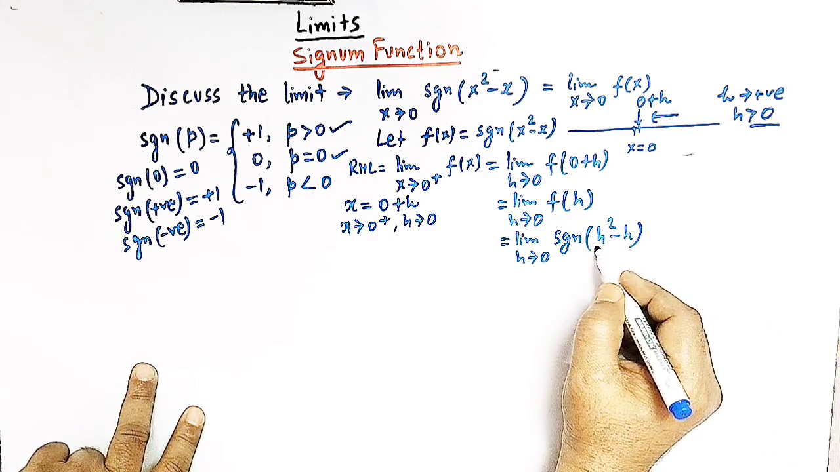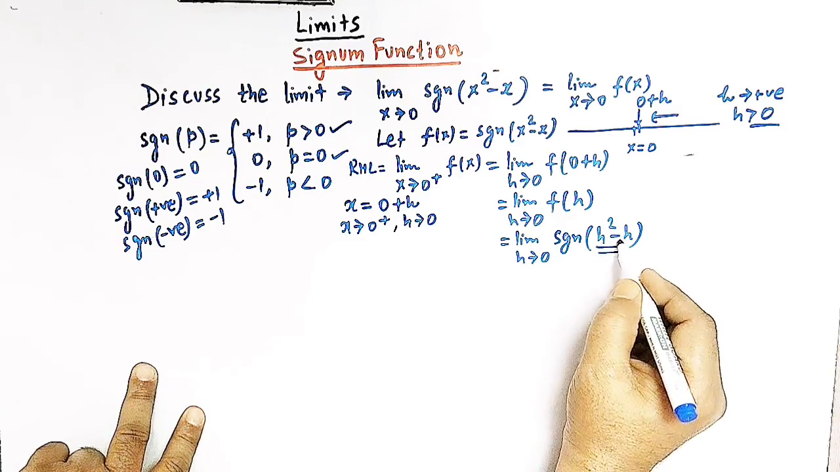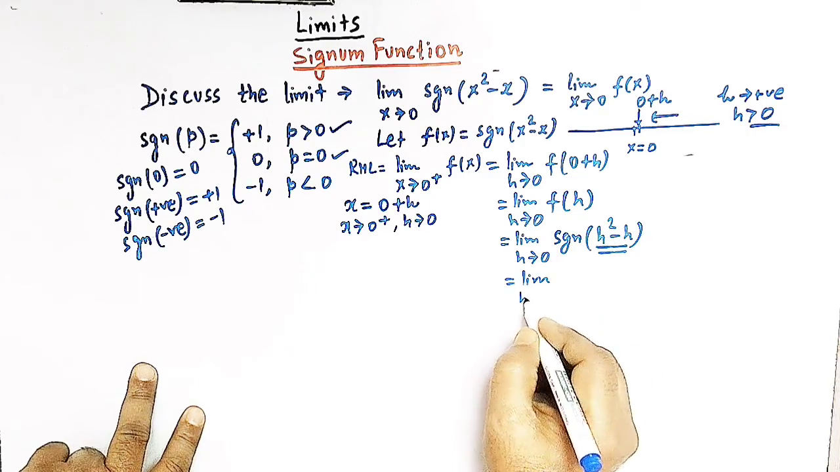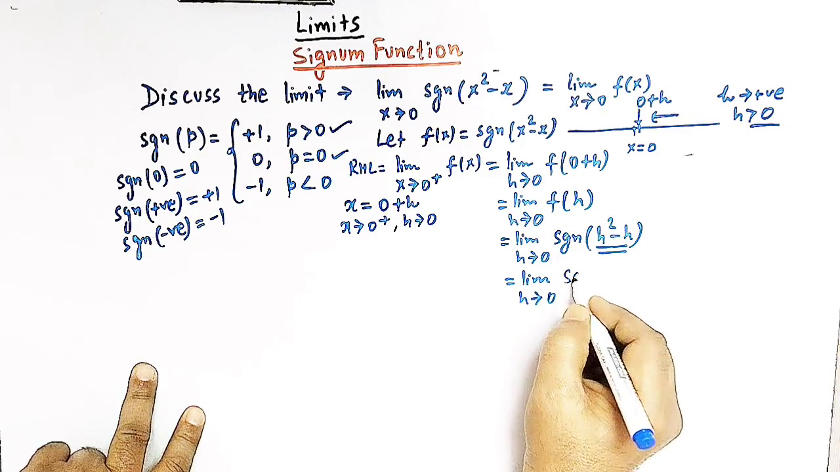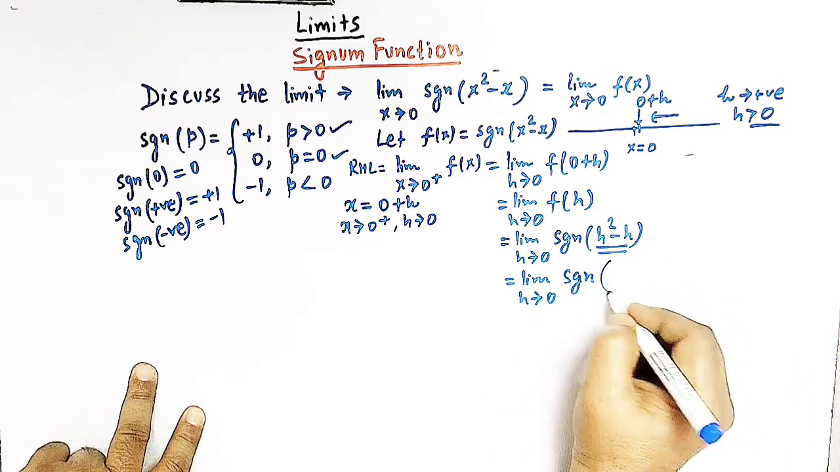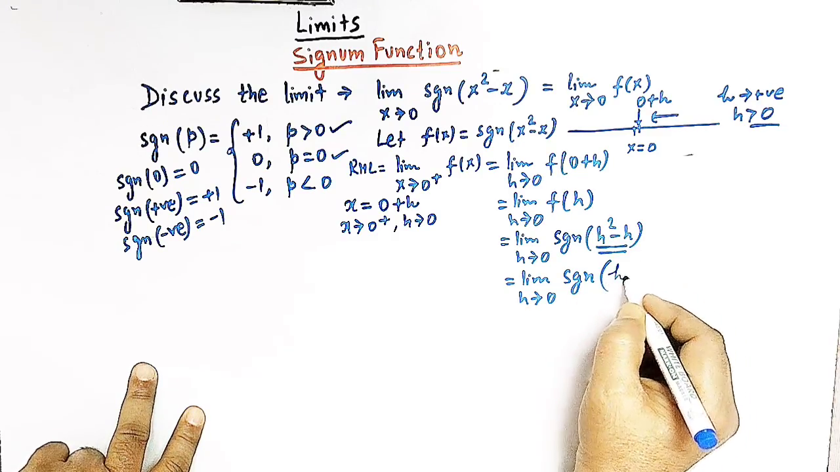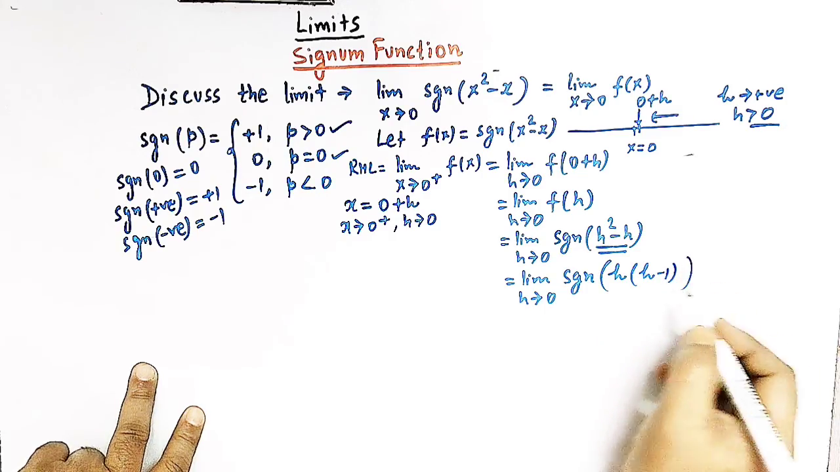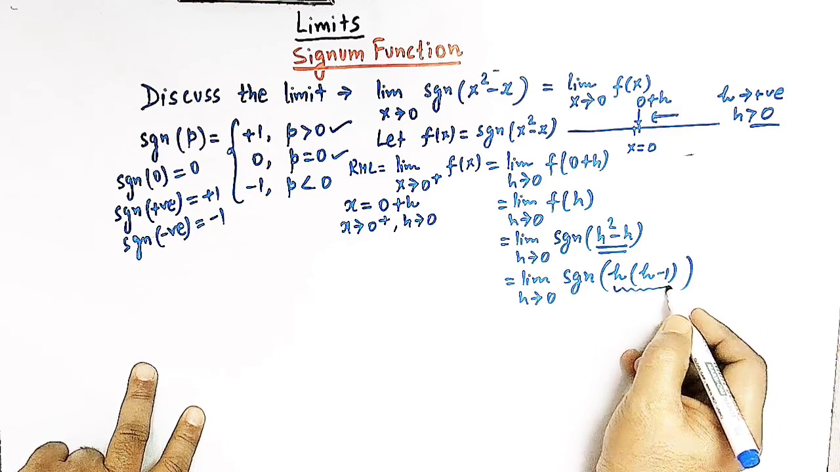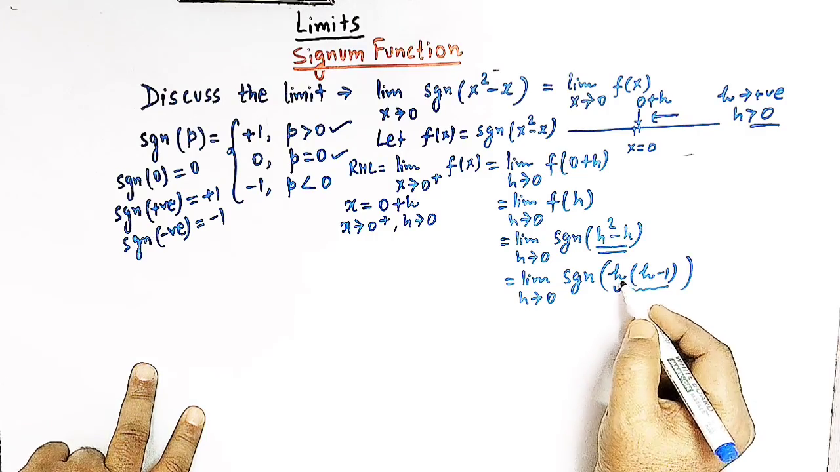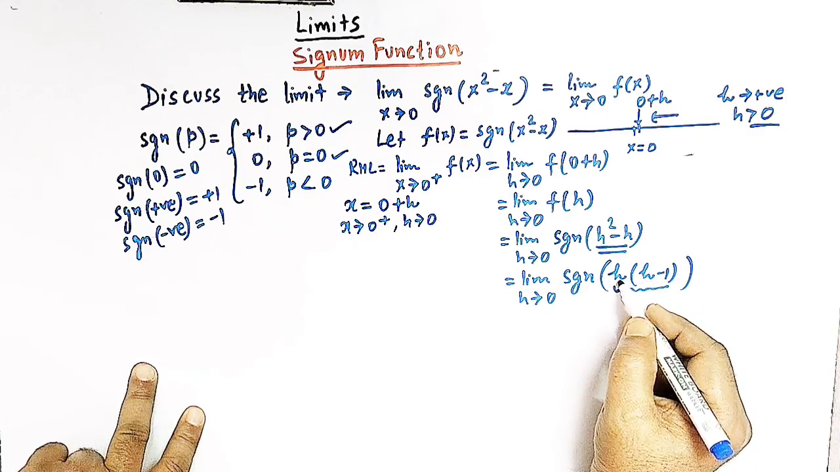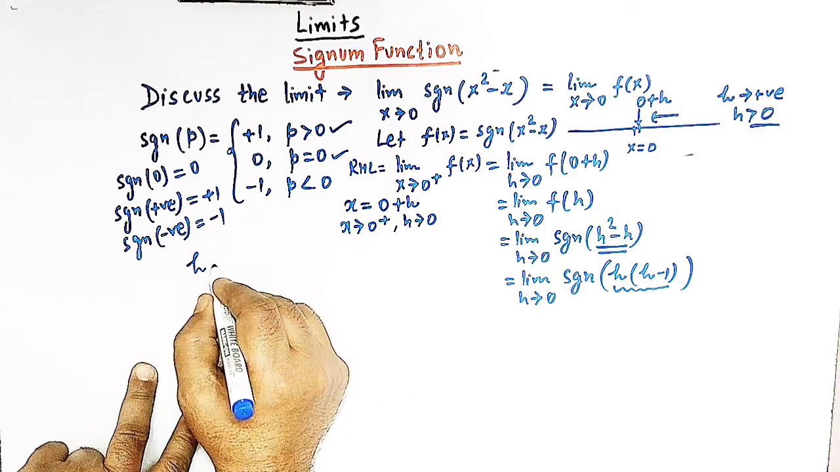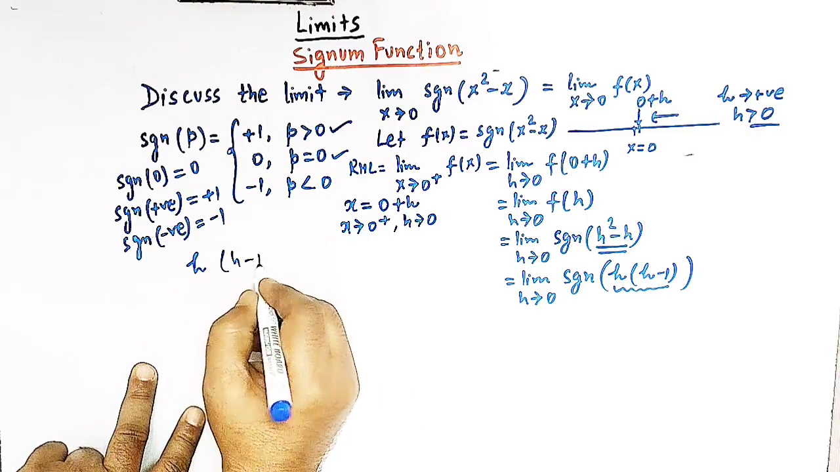So now let us consider this expression, that is h square minus h. So we can now write limit h tends to 0 of signum of, and here we can take h common. So we have h, then we have h minus 1. So now let us consider the sign of this expression, which is the product of h and h minus 1. Now see, h times h minus 1.